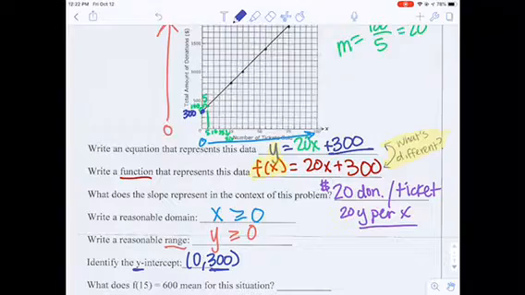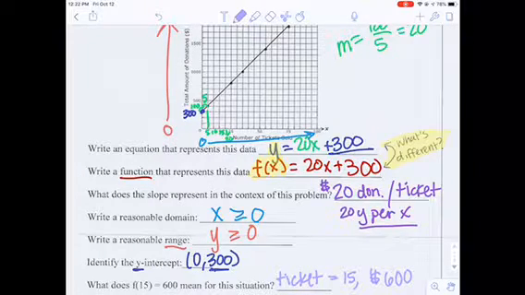Remember, y-intercept means the number goes with y and the other one is 0, and this crosses the y-axis up here at 300. What does f of 15 equals 600 mean for this situation? Well, that means x, or tickets, when your tickets equal 15, then your y, your money, equals 600. So when your tickets are 15, your donation is $600.